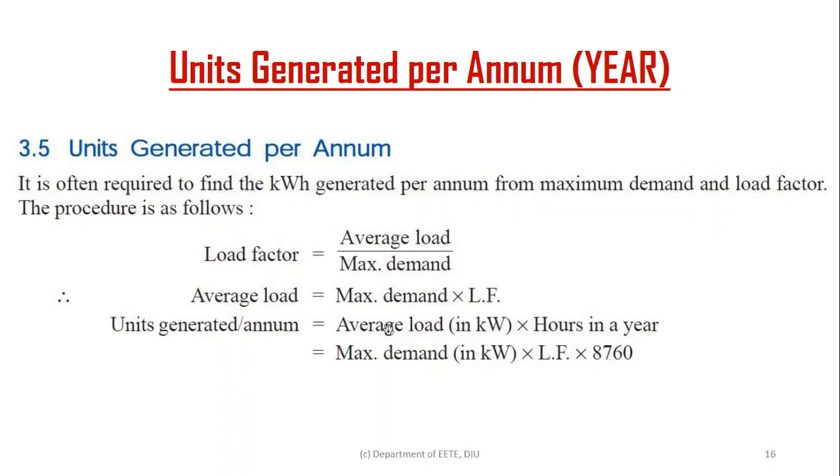Next, we can replace the average load with the maximum demand and the load factor. So the formula becomes: units generated per year equals maximum demand into load factor into 8760, which is the number of hours in a year. If we multiply 365 into 24, we will get that number of hours.